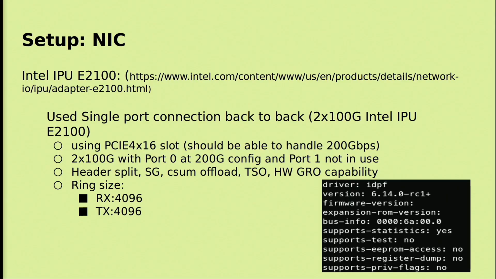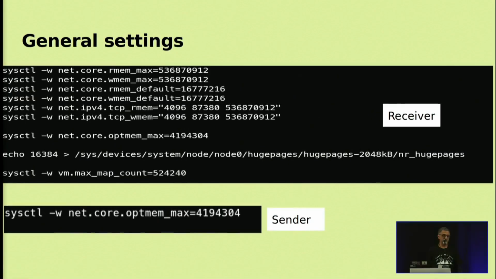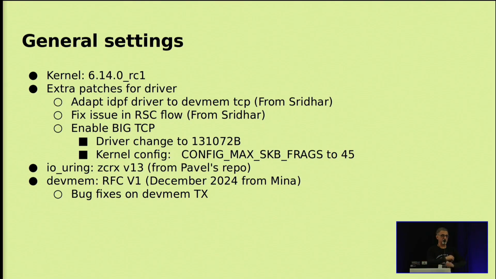Header split, the NIC can do header splits, scatter gather, checksum, TSO, hardware GRO, that was an interesting feature. And we set the transmit and receive ring to 4096. These are some of the other settings on the receiver and the sender. Kernel 6.14 RC1 with some extra patches on top.